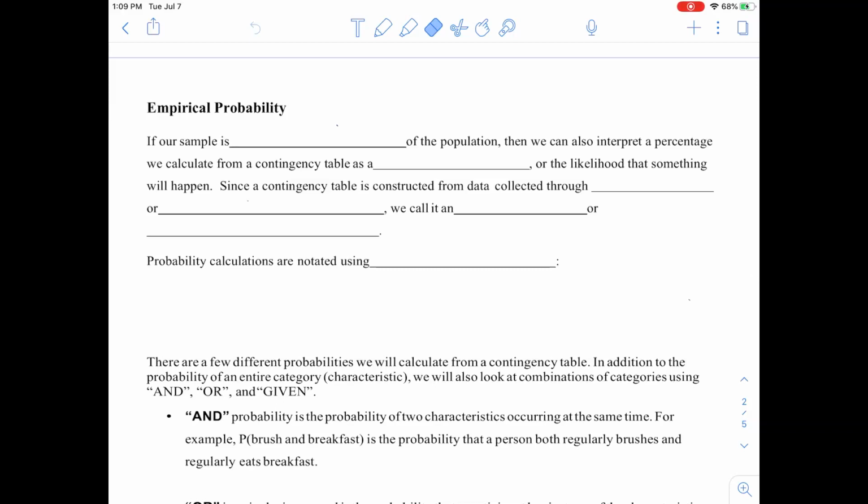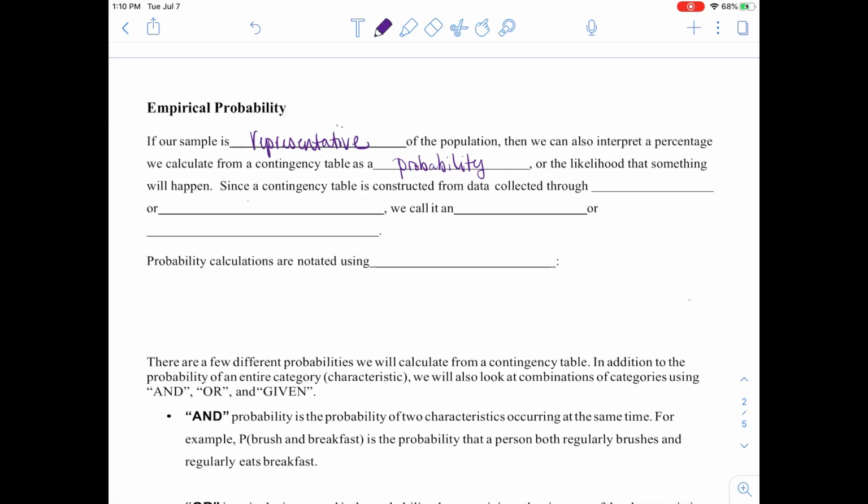Okay, our last video for 4.1 is going to talk about empirical probability and how to create different conditionals looking at a contingency table. So to get started, if our sample is representative of the population, then we can also interpret a percentage we calculate from the contingency table as a probability. We're going to go deeper into this idea in the next section. That's also known as the likelihood that something will happen.